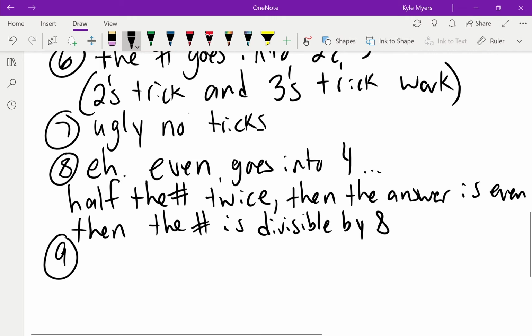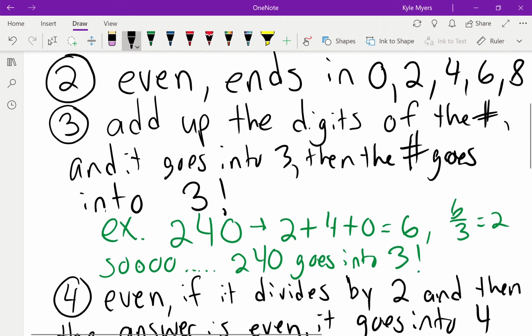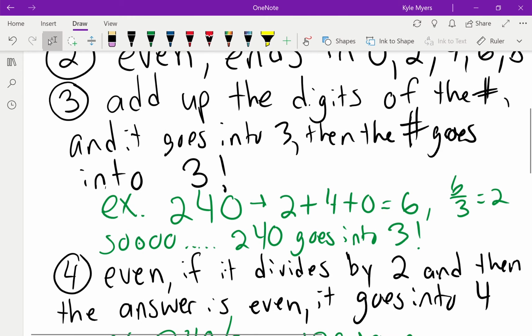The 9, though, a little light at the end of the tunnel here. The 9, so let's go back to the 3 real quick. The 3 trick said add up the digits of the number and it goes into 3.